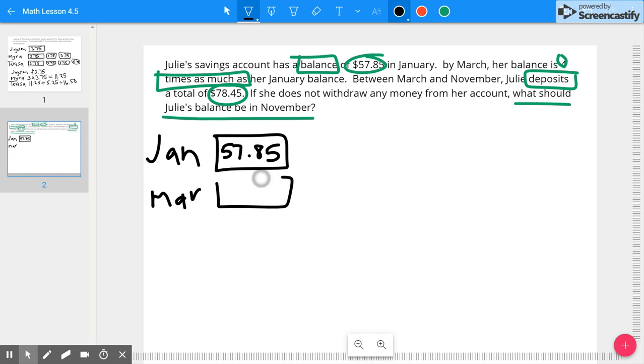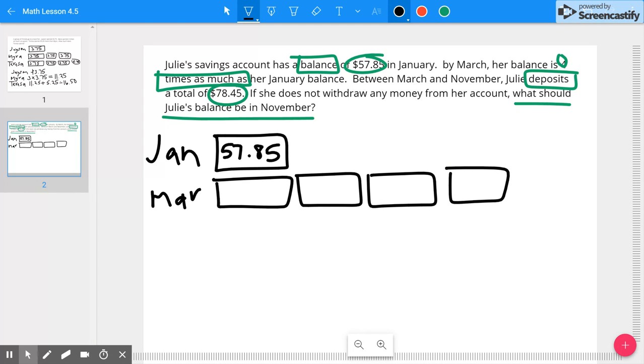So I'm going to draw 4 boxes. Once, 2 times, 3 boxes, 4 boxes. Now, in each of those boxes, I'm going to write the $57.85 because it doesn't say that she put any other amounts in. So I'm going to keep it at $57.85. And then it goes on to say she then deposits $78.45 sometime between March and November. So I'm going to write November.